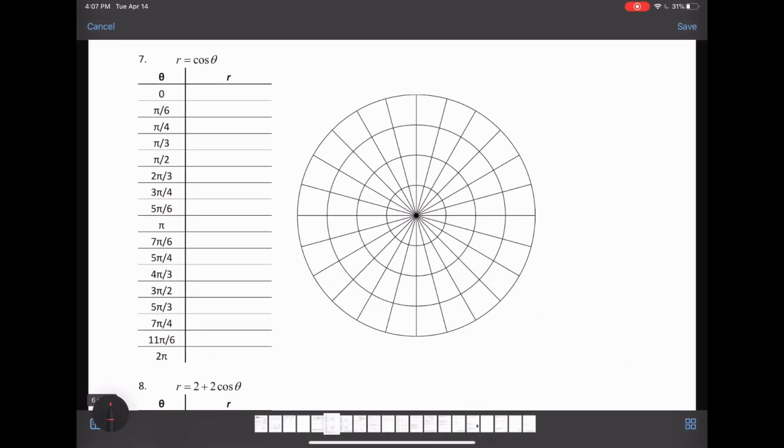All right, now for the fun part, the actual graphing. Let's look at the top of page 6, number 7, where we're asked to graph r equals cosine of theta. Before you get started, take a look at the set of axes that you have here and give yourself a good reminder of where the 4 quadrant lines fall.